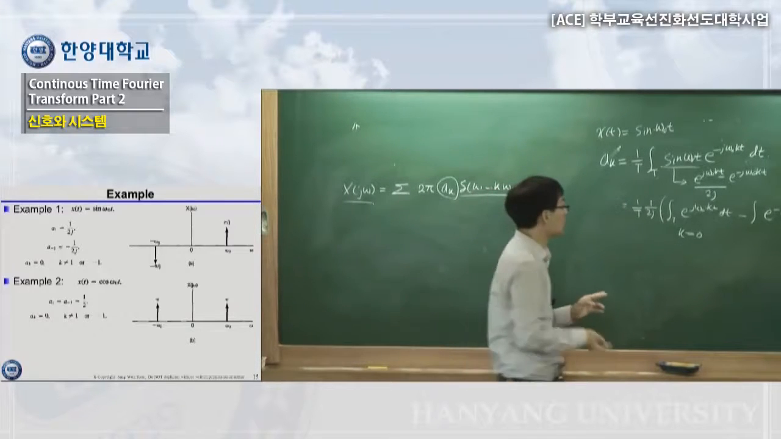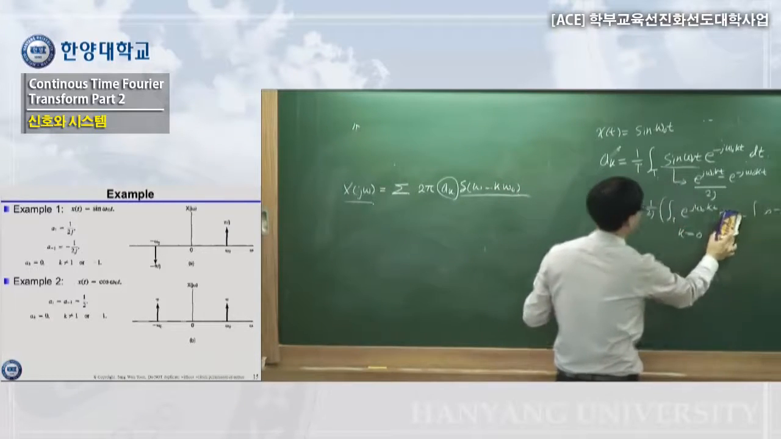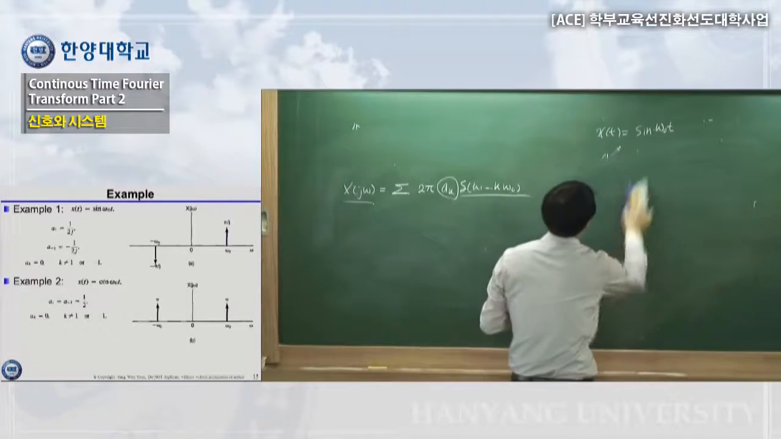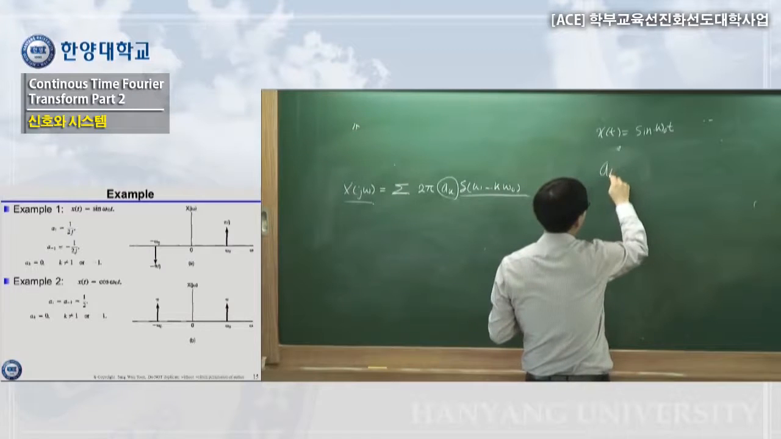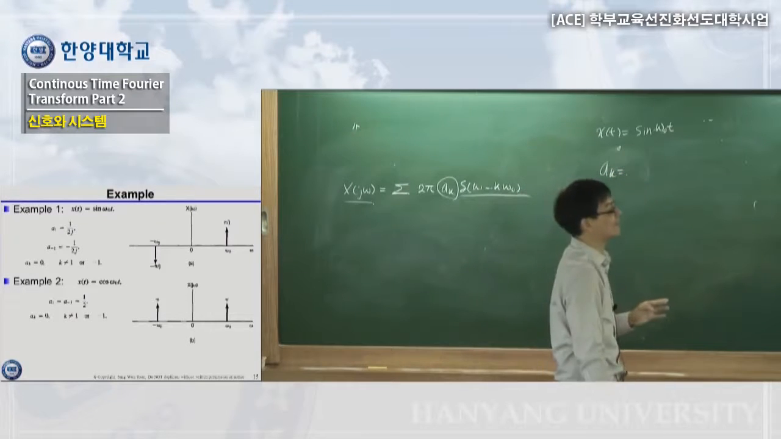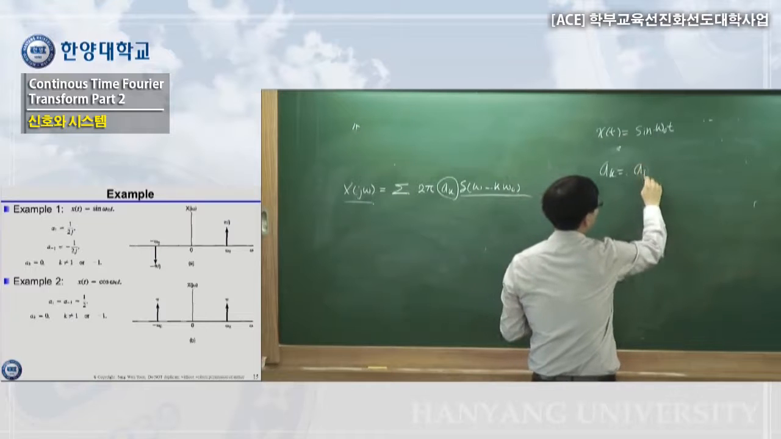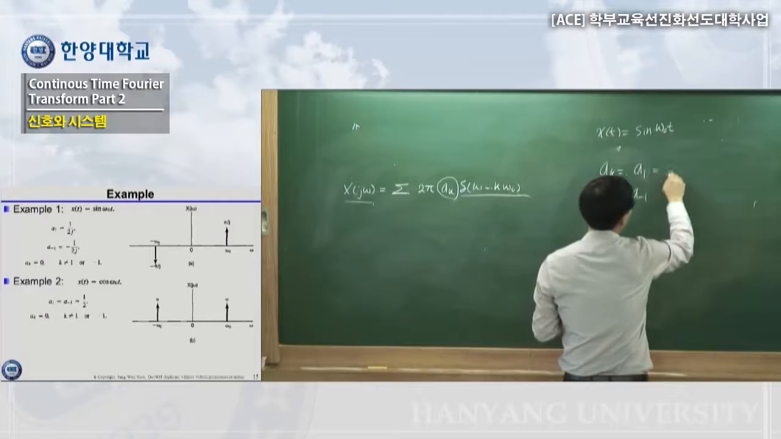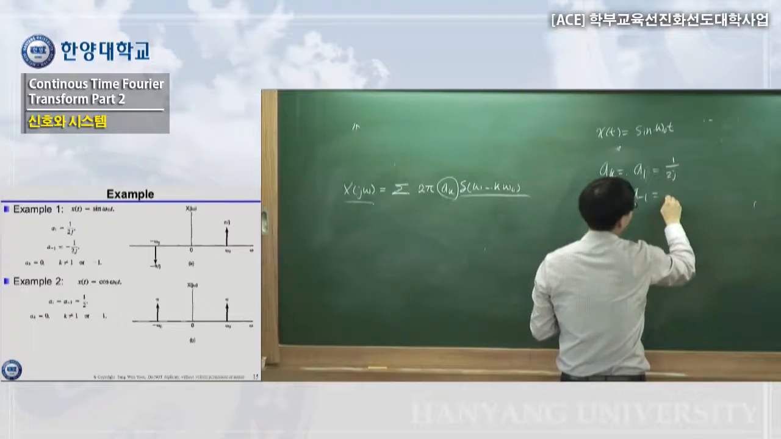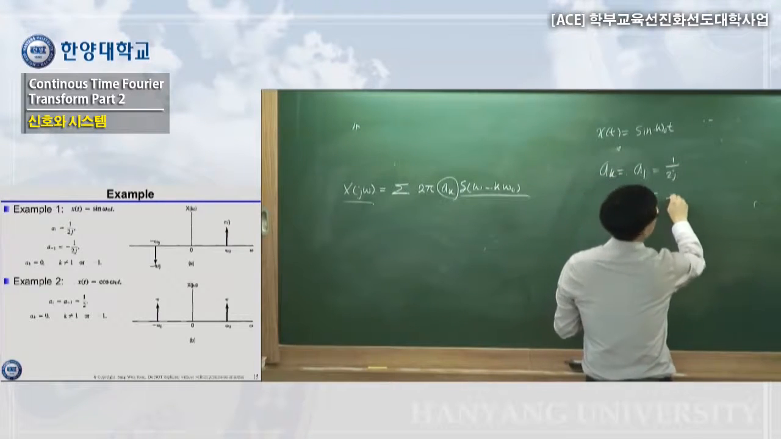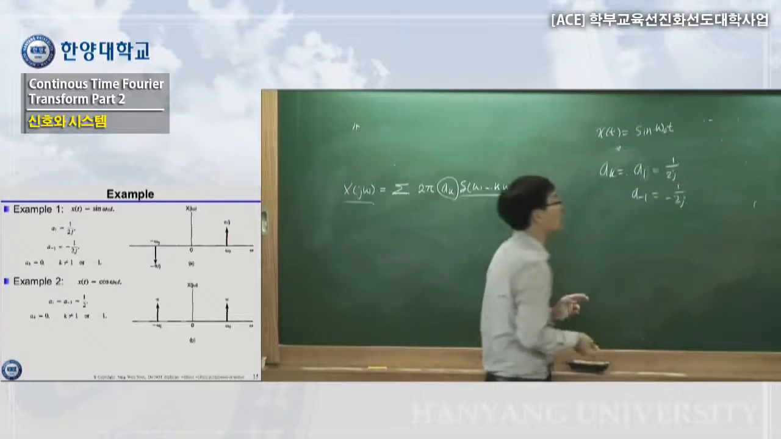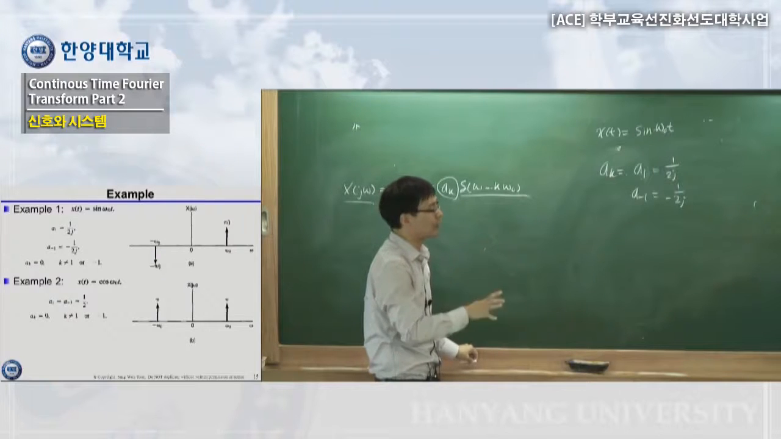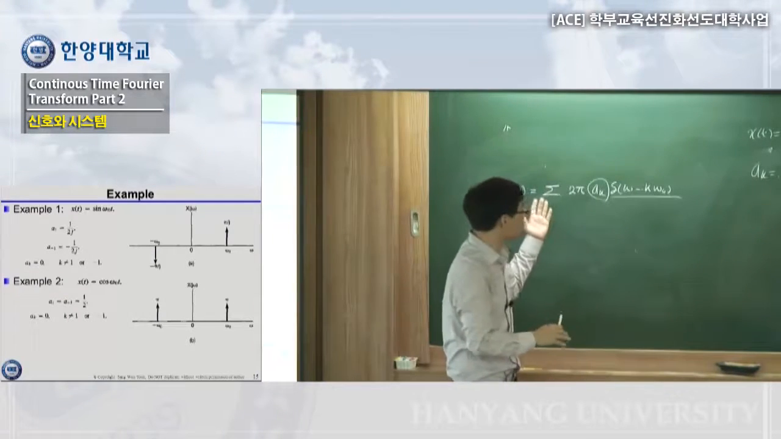Right? So while following this, we will figure out that our ak is only not 0 when k equals 1 and k equals minus 1, which is 2j over 1 and minus 2j over 1. That's what we calculate from the Fourier series coefficient.